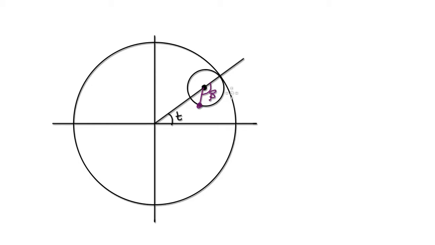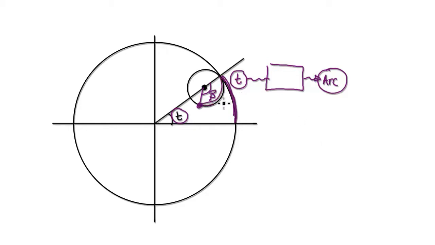Sorry, beta. So we need to create a machine where you input the time t, and then it will work out this arc length. And then once we've got the arc length, we need to realize that this arc length here will be the same as this arc length. So it's like me giving you this.